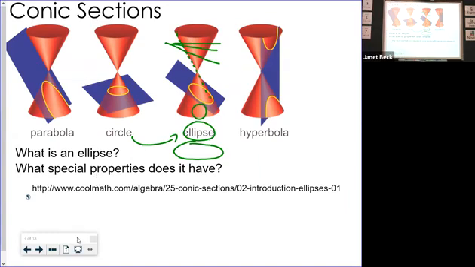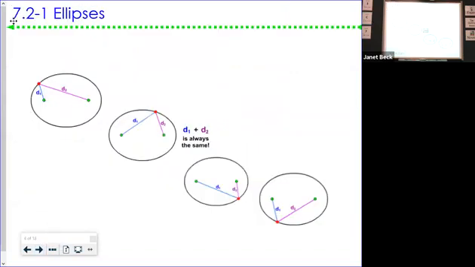So what we're on today, ellipses, is lesson 7.2, and we're on day 1. Now, this is just some of the stuff that used to be on coolmath.com that had great animations, but they're all gone. These ellipses have got some great properties that make them really useful and quite fun.